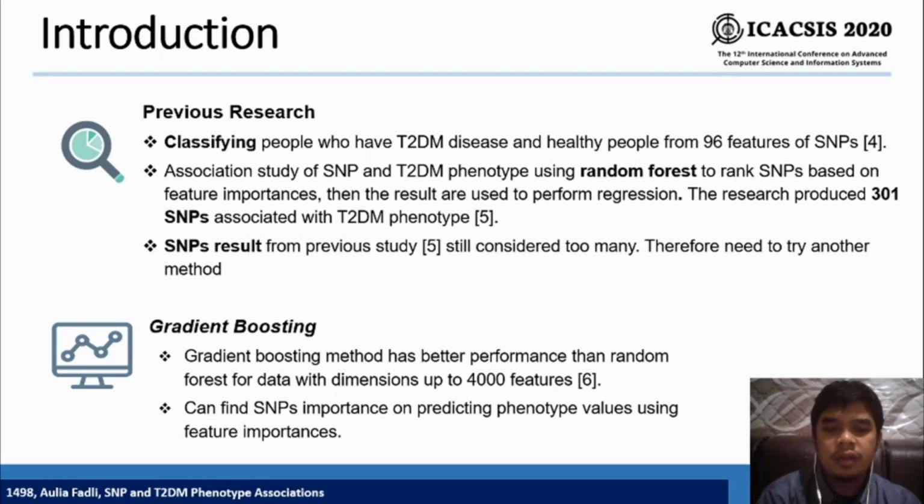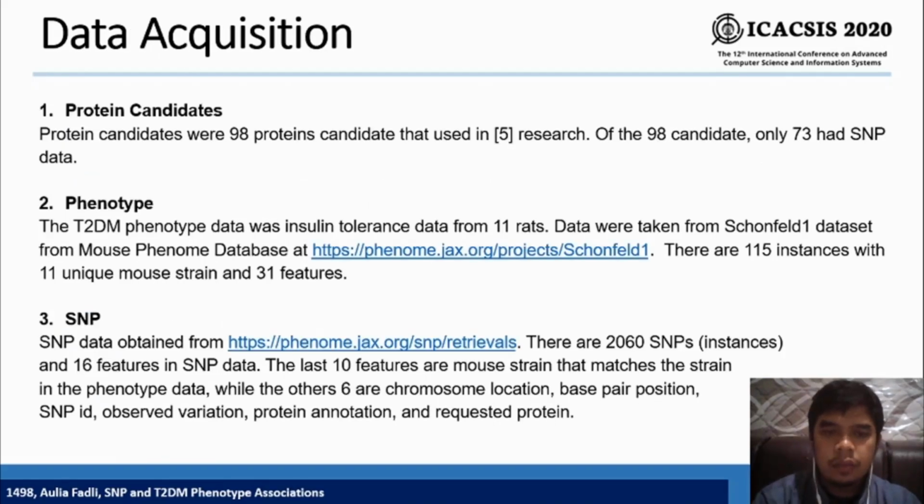Association study is conducted by ranking SNPs' importances, then selecting which SNPs considered as putative SNPs. These putative SNPs will be validated based on association data in Mouse Genome Informatics or MGI website and literature study. Our research begins with data acquisition. There are 3 data to be collected: protein candidates, phenotype data, and SNP data. For protein candidates, we use the same 98 protein candidates that were used in Tresnawati research.